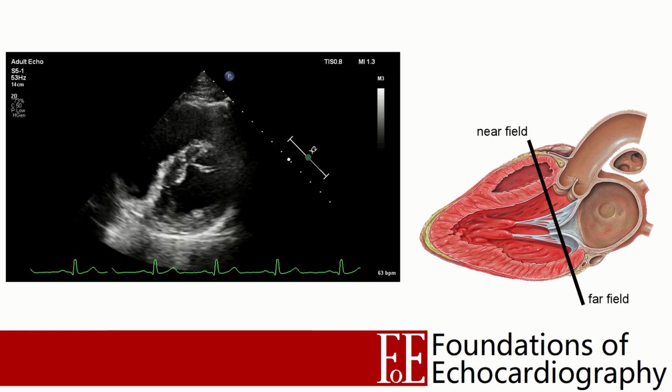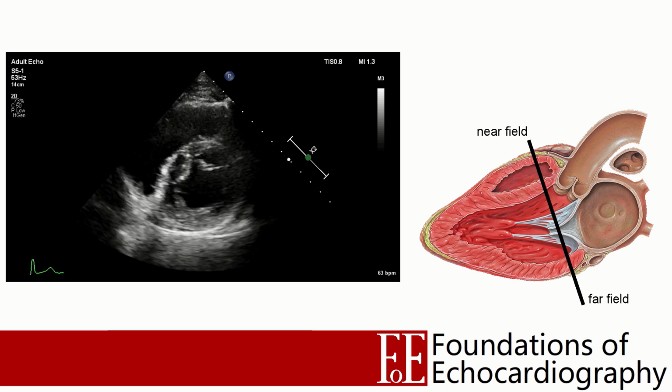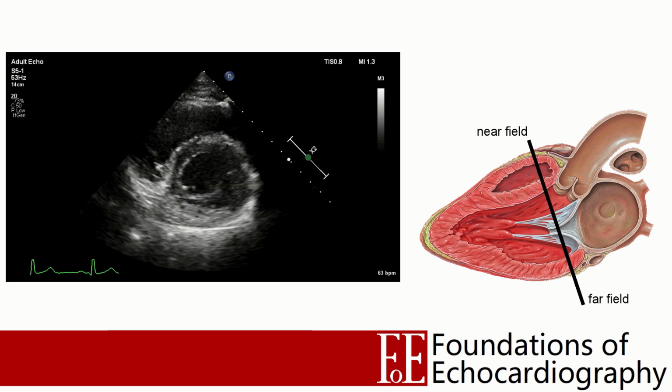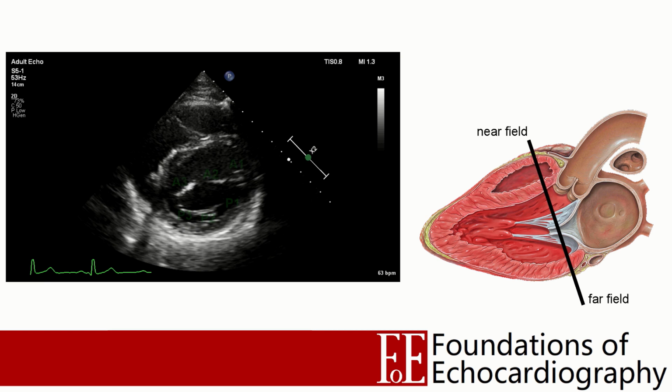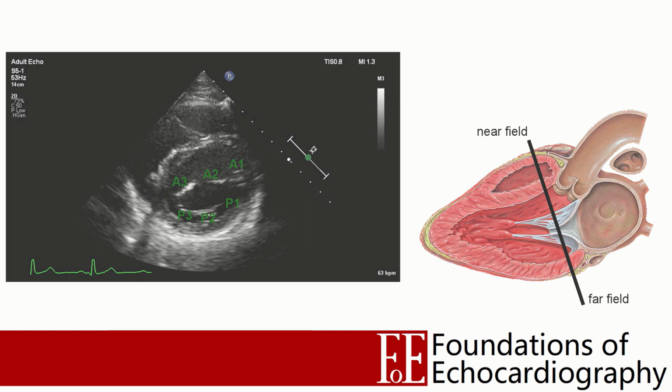And here we can see the mitral valve en face. We can see all of the valve with the anterior leaflet in the near field and the smaller posterior leaflet in the far field. We can see the entire length of the coaptation line, and this view of the valve and the valve orifice is often said to resemble a fish mouth.